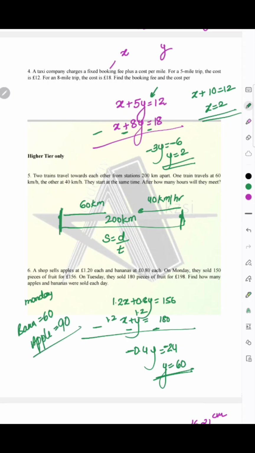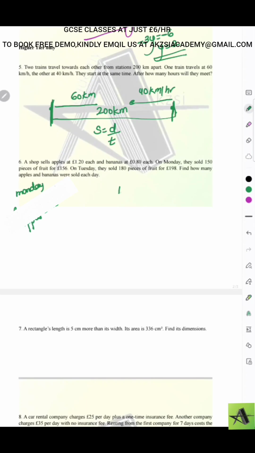Now for the second part. Again, let me take the same variables. So 1.2x plus 0.8y is equal to now 198. And the same x plus y is equal to, now here previously it was 150, it's now 180. I'm doing the same, multiplying it by 1.2, and 180 times 1.2, which I can directly write as 216. I have directly multiplied, I'm just writing the product.